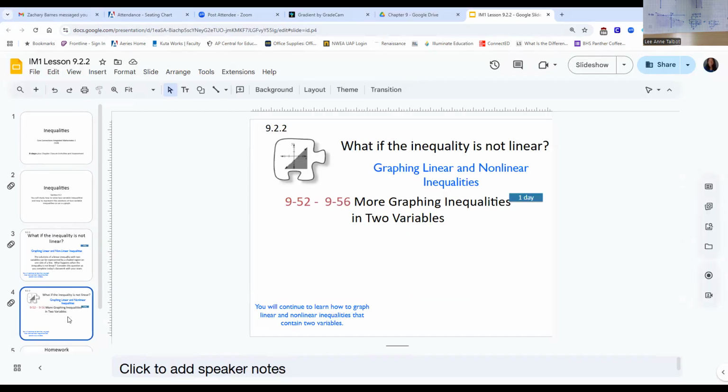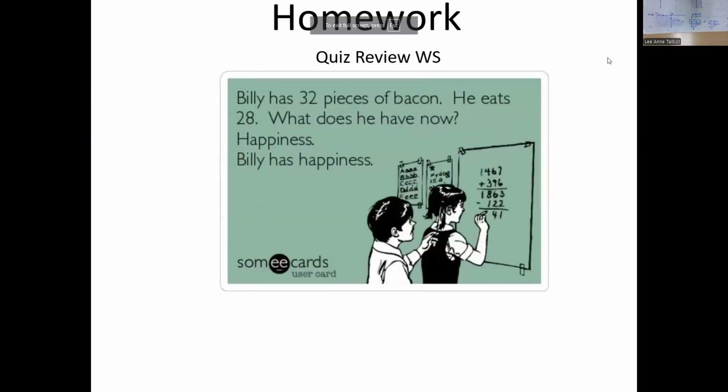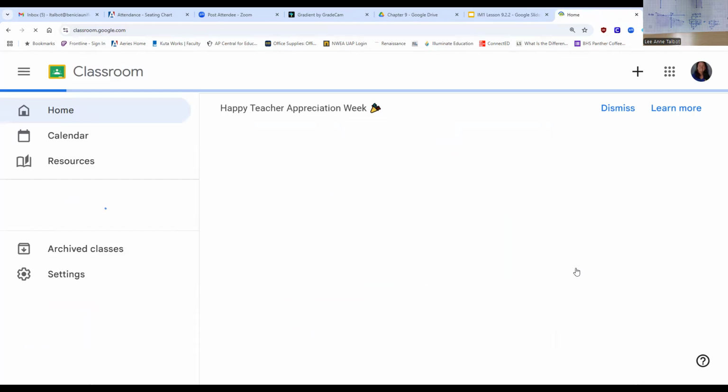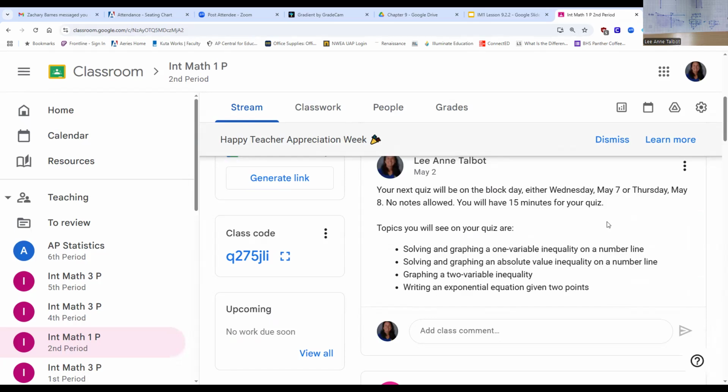Oh, I have a joke for you. It says, Billy has 32 pieces of bacon. He eats 28. What does he have now? Happiness. Billy has happiness. He might also have a stomachache. Okay. That's my life.